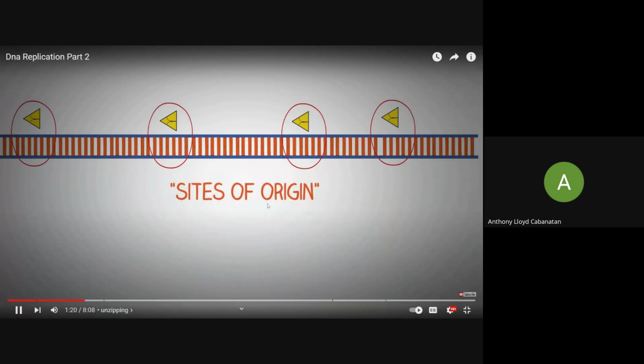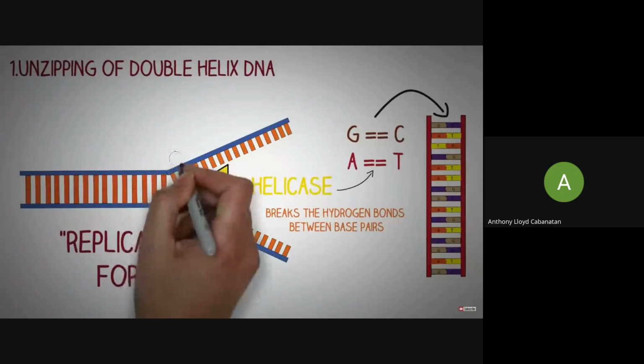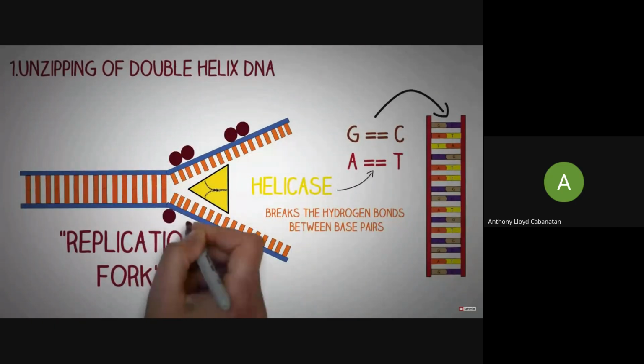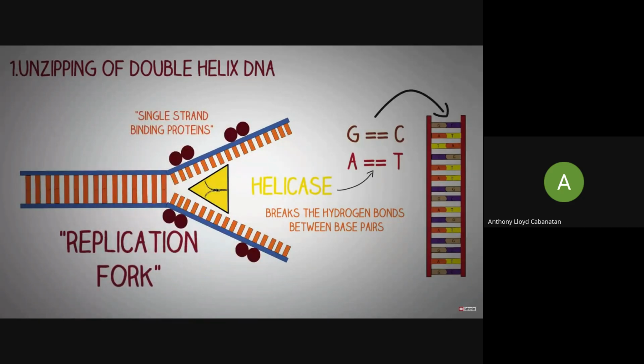Now, since the helicase acts on the DNA at multiple sites, multiple replication forks are created upon which the process of DNA replication will proceed. Now, to prevent the two separated strands of DNA from joining together, a special type of protein known as the single-stranded binding protein holds the two strands of the DNA apart.